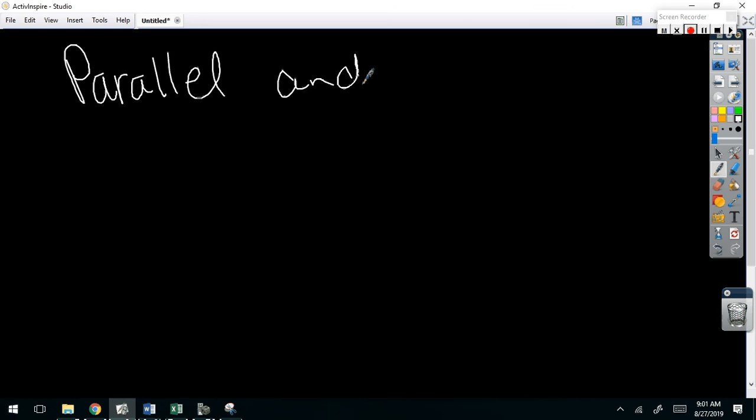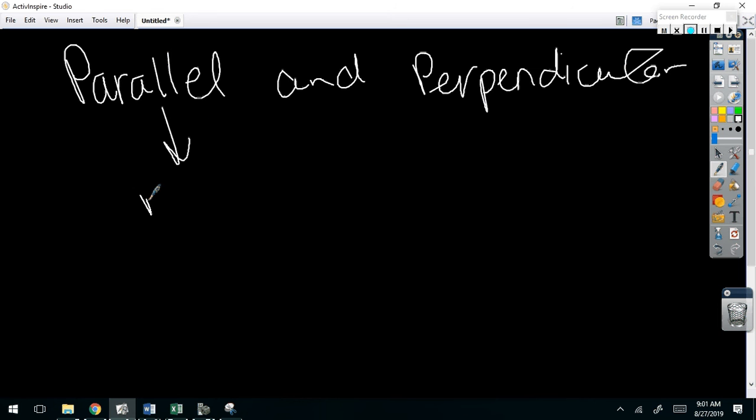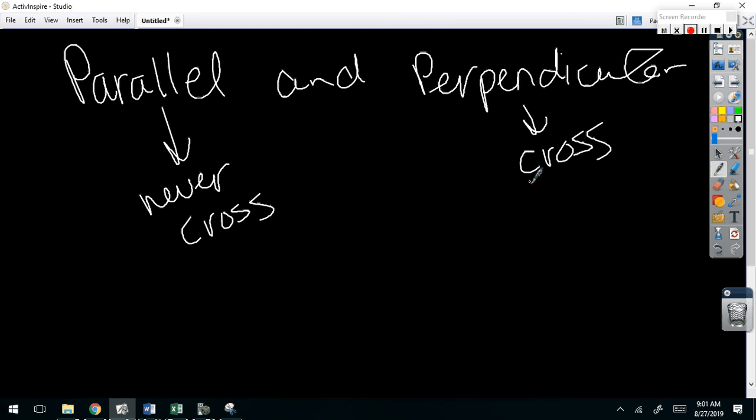Parallel and perpendicular. What does that mean? They either cross or they don't. These don't. These do, but they cross at something special: 90 degrees. So parallel lines never cross, perpendicular lines cross at 90 degrees. There's something else special about them. You should have learned this, maybe in Algebra 1. What's special about their slopes? Does anybody remember?